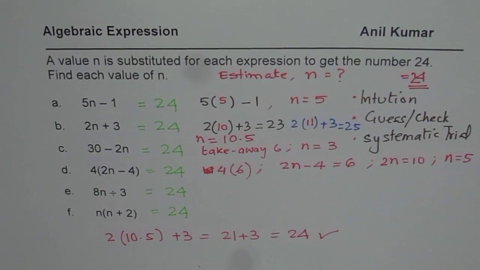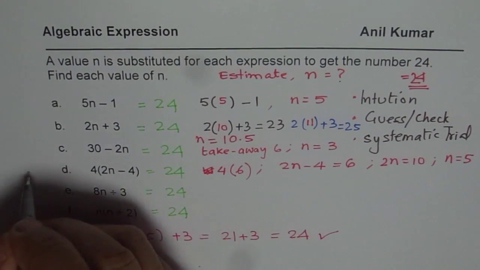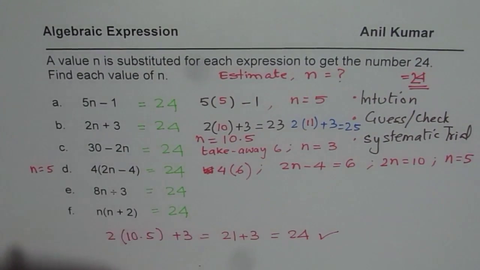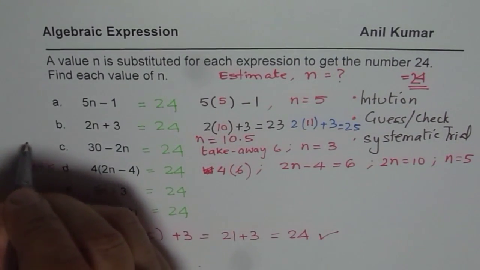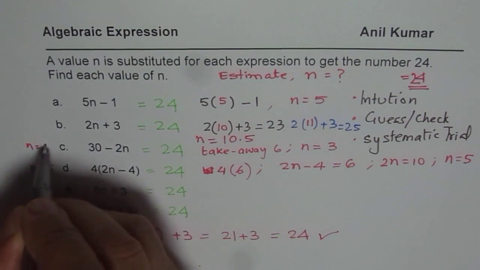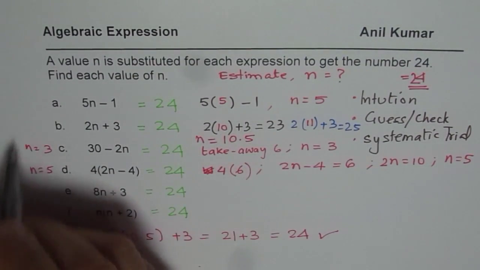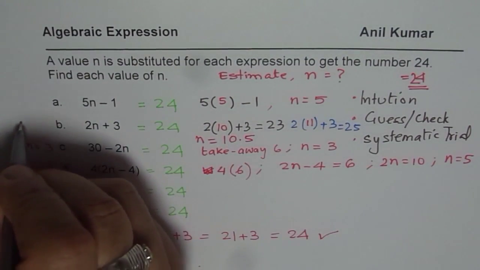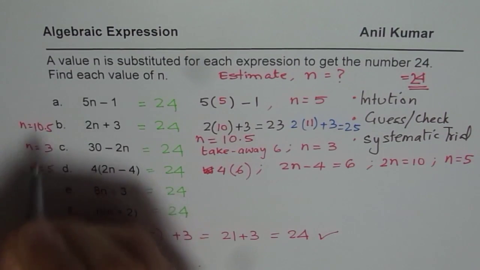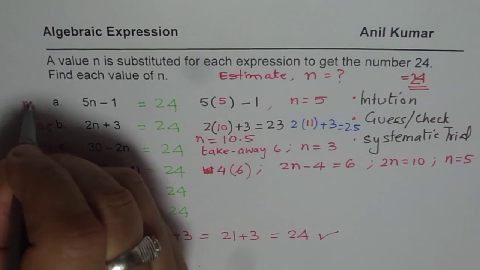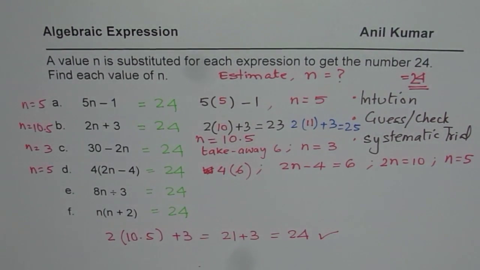So in this case, we have to think a lot to get the answer. Do you understand? So we get the value of n equal to 5 here. We got n equal to 3 in this case. Let me write down all the answers on this side. So we get n equals 10.5, and here we got n equals 5. Good.